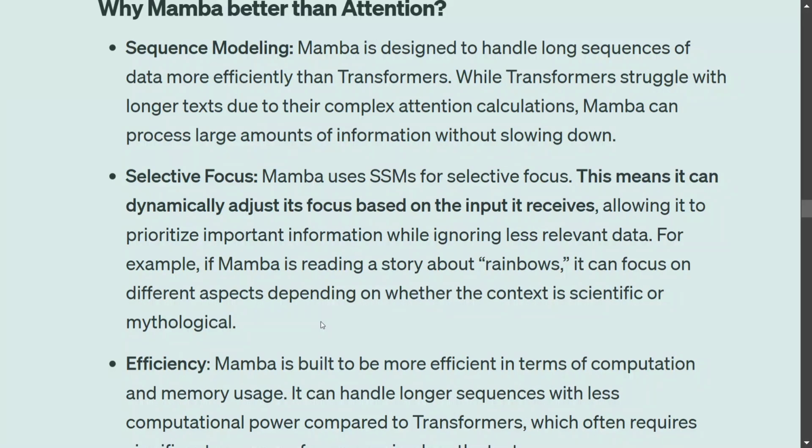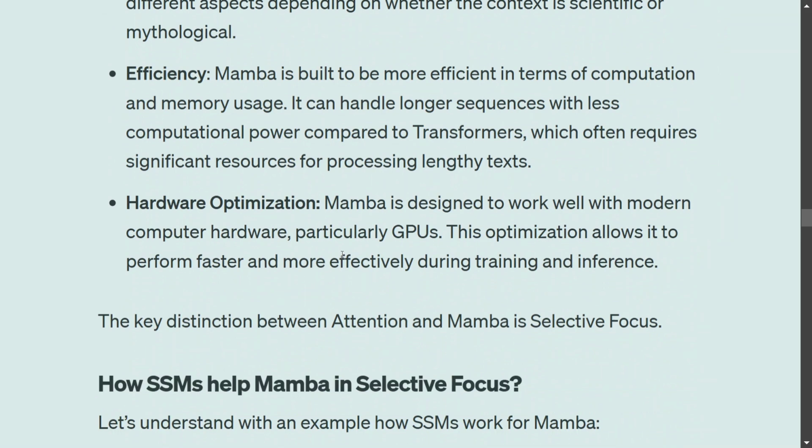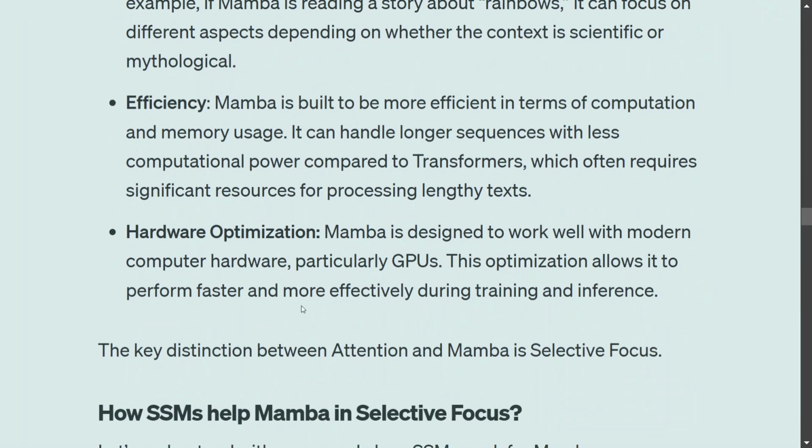It doesn't consider whether mythology might come in, and hence it is called selective focus. It is more efficient in terms of computation and memory usage. Hardware optimization is also there. And one more very important feature is parallel computation, which I was reading about. Hence, Mamba leads the chart for me, because right now a major issue with LLMs is the training part, because the attention matrices are huge and inferencing is also taking a lot of time.